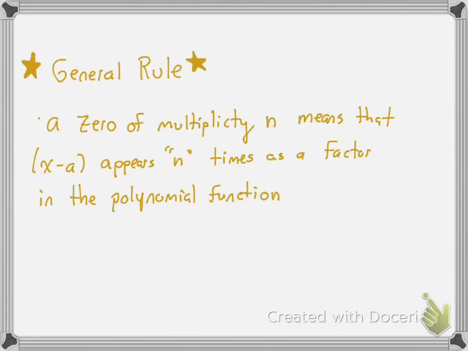So as a general rule, a 0 of multiplicity n means that x minus a appears n times as a factor in the polynomial function.